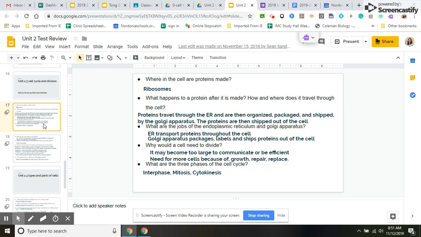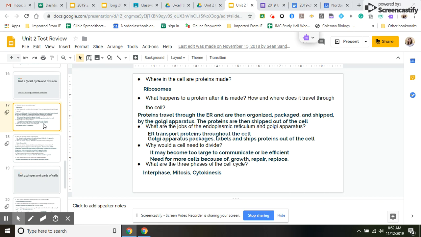The job of the endoplasmic reticulum and the Golgi apparatus, which is kind of mentioned in this pathway: the ER is transporting the proteins throughout the cell, and the Golgi apparatus is going to package and label them. So sometimes it takes a couple proteins together to be able to do a job, or we need to put a marker of some kind so that if it's floating through the body, another cell can say, oh, that's the one I needed, and grab onto it.